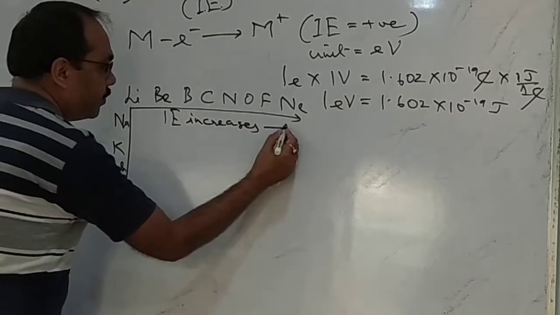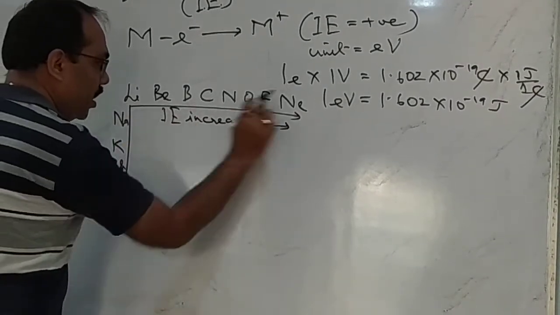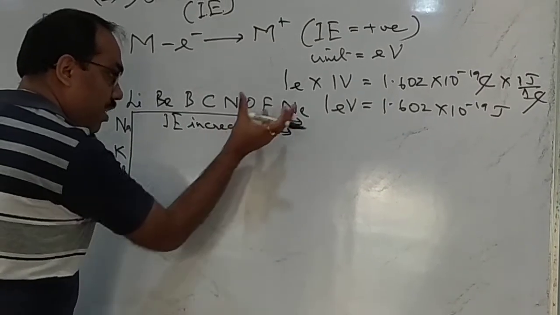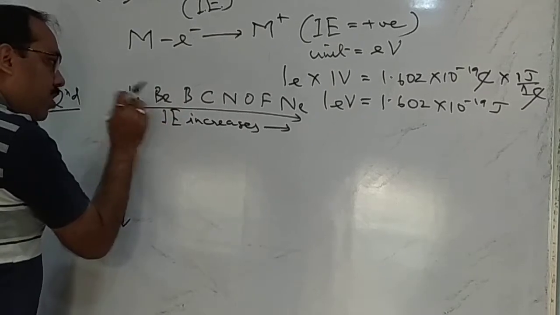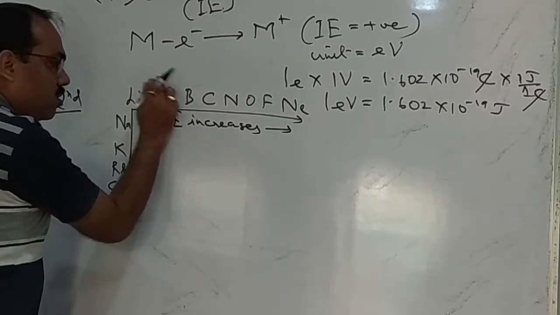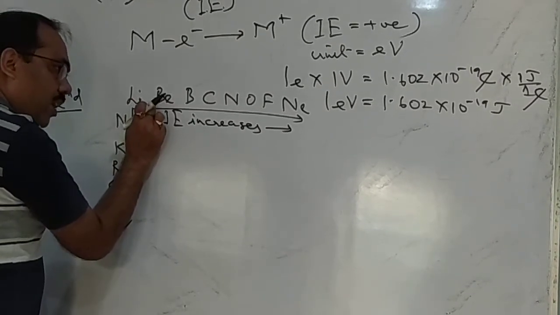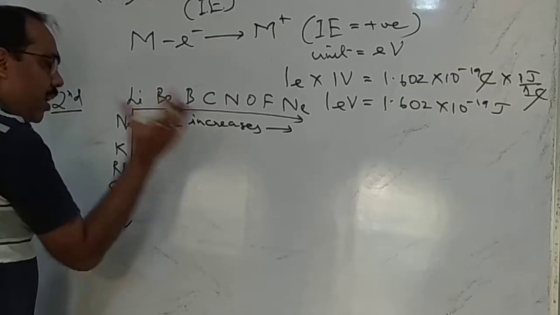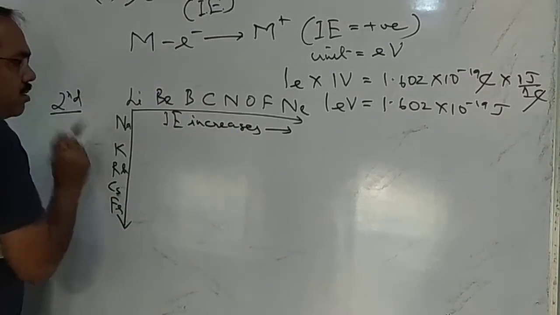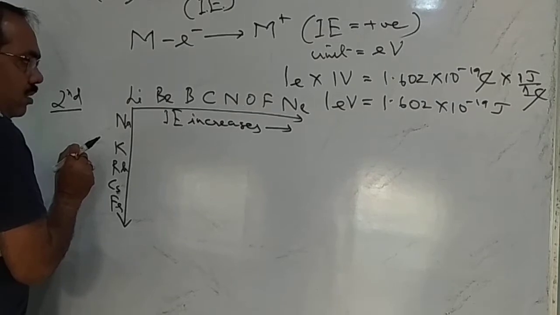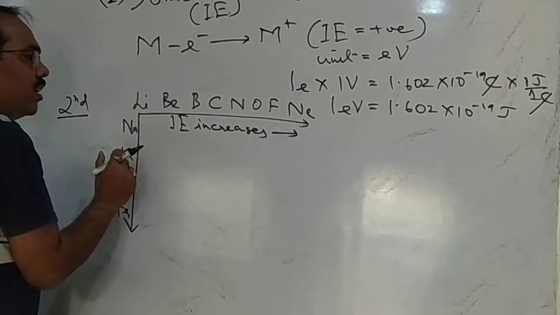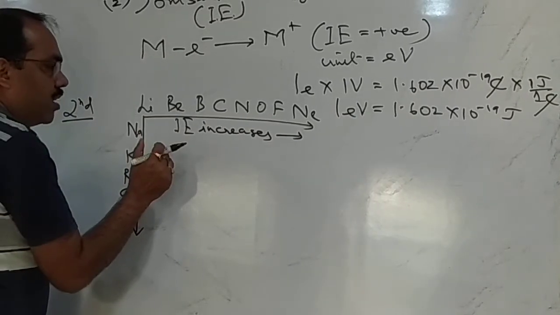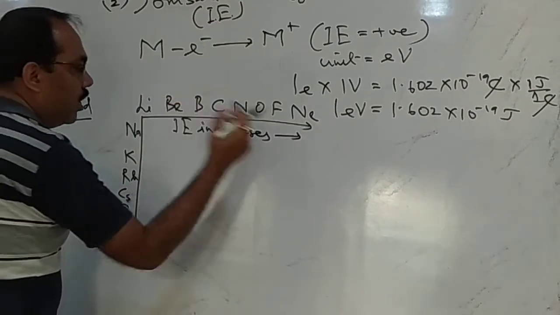Again I repeat. When you are moving across a period, nuclear charge increases and atomic size decreases. Here you are removing 1 electron, from the outermost shell. Here, 2 electrons, from the outermost shell. When you are removing 1 electron, the remaining electron is strongly pulled by the nucleus because the nuclear charge is increasing. Due to this reason, it becomes difficult for you to remove the electron from it, so the ionization energy increases.